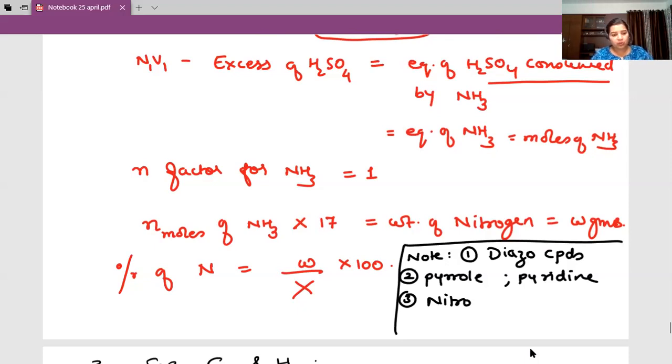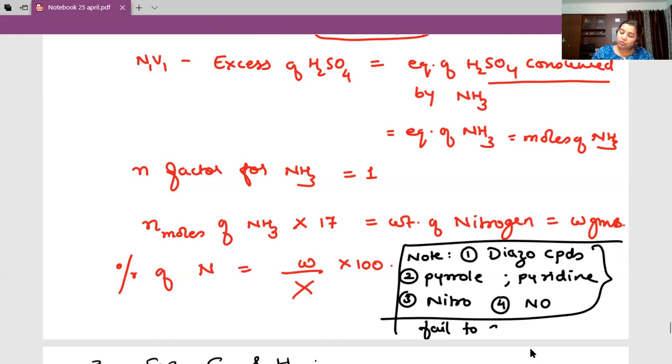The entire method was based on ammonium sulfate formation. Nitro on treatment with H2SO4 will not form ammonium sulfate. Same will be the case of nitroso. So nitroso, diazo, this type of diazonium ions, pyrrole, pyridine, all these fail to give Jaldal's method.